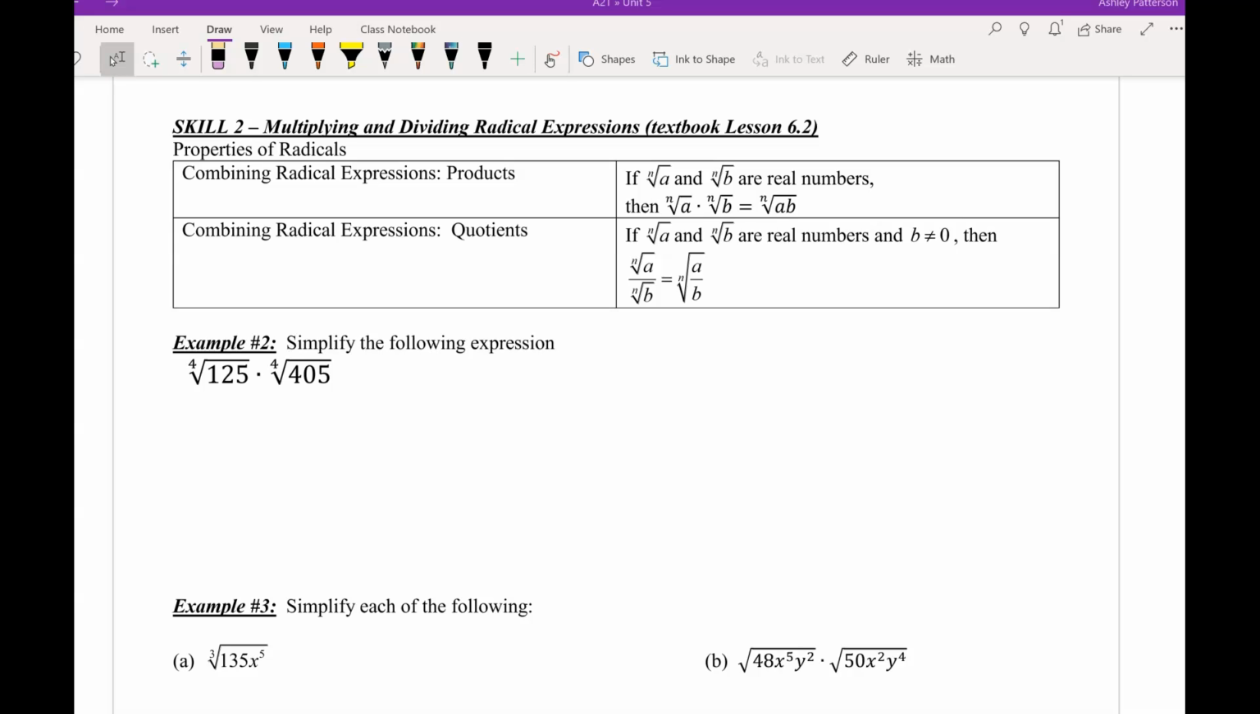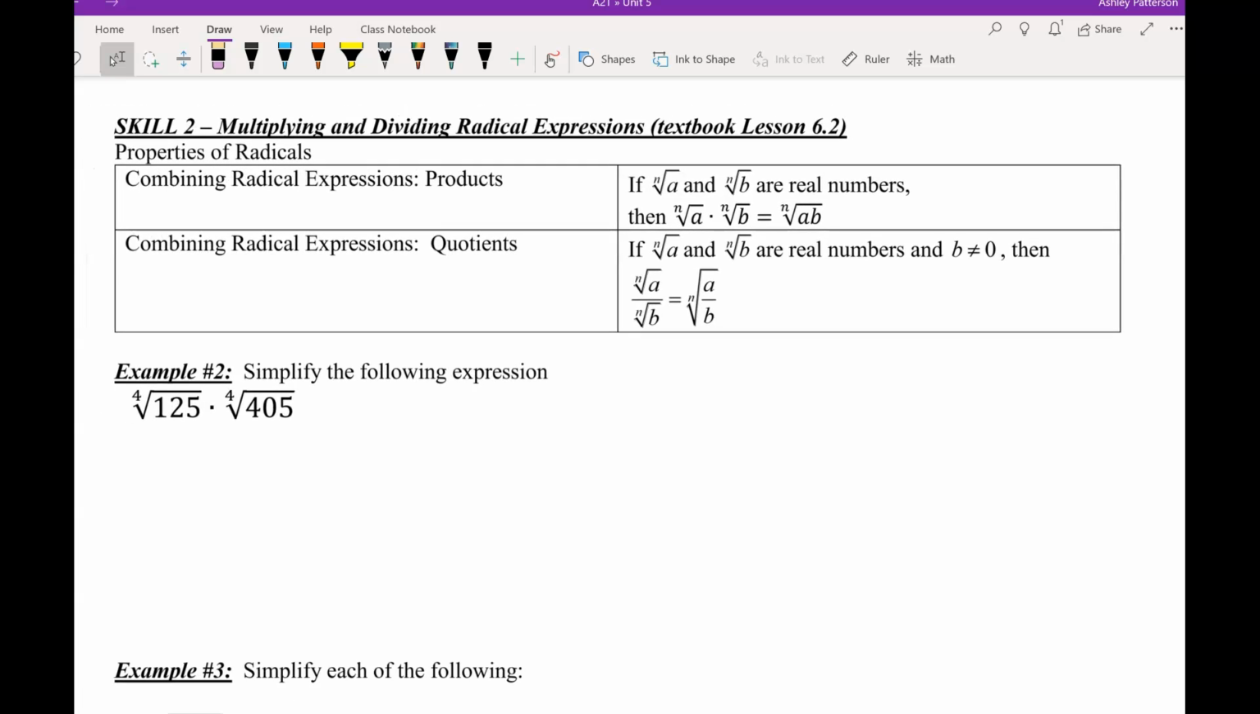All right, skill 2. So for skill 2, we are talking about products and quotients. Multiplying and dividing. Take a look at multiplying. Now notice it says if you have the nth root of A and the nth root of B, and they are real numbers, that is super important, then you can combine them under the same radical. That is only if they have the same index.